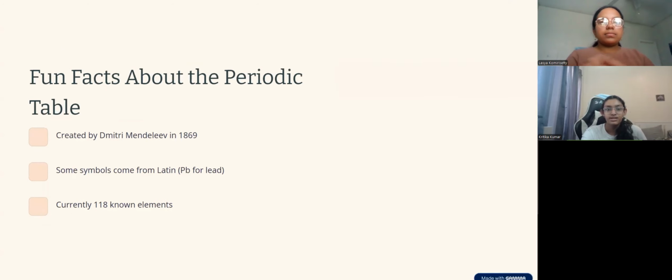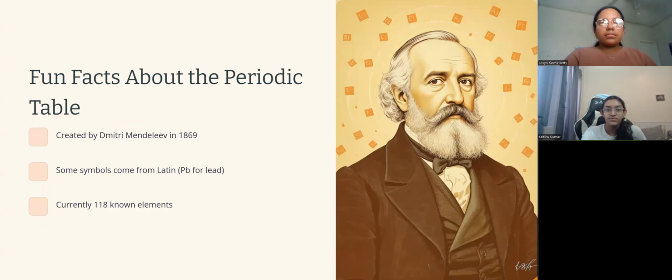So now let's talk about a few fun facts about the periodic table. So, did you know the periodic table was created by Dmitri Mendeleev in 1869? And this is hopefully how it looked back then.